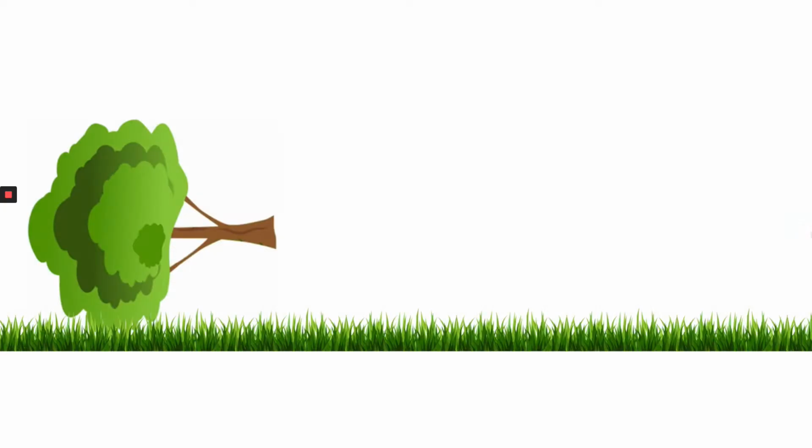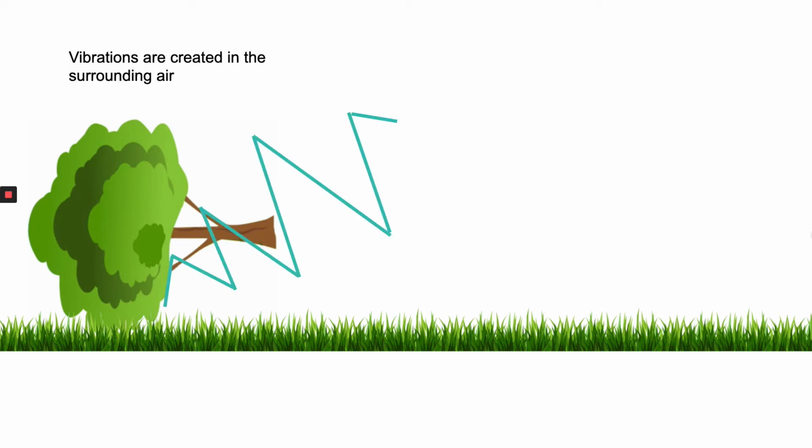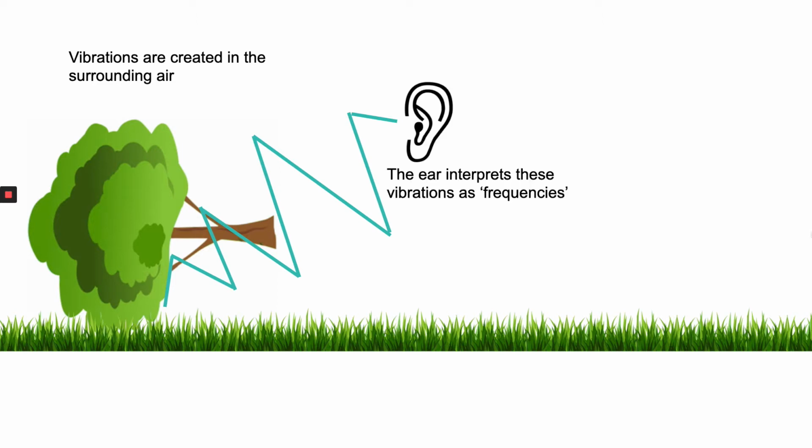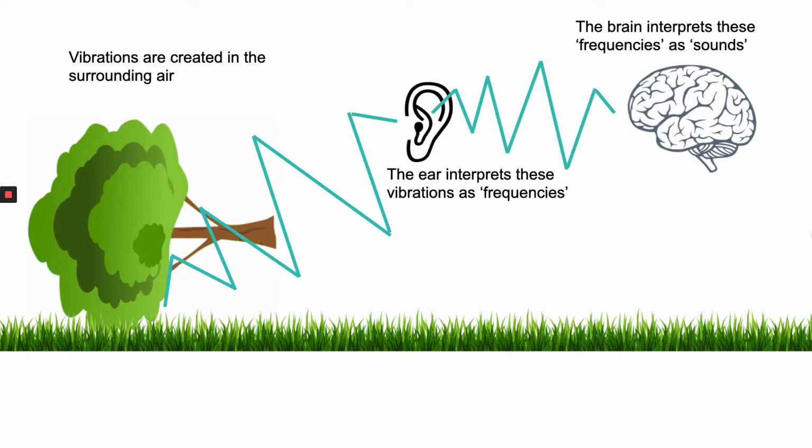We talked about if an object hits the ground, such as this tree, then air vibrations are created in the surrounding air. They travel to the ear, and the ear interprets these vibrations as frequencies. The frequencies go into the brain, and the brain interprets these as sounds. So in order to hear something, you need both a functioning ear and a functioning brain. And without those two things, there isn't in fact any sound at all. There's just vibrations in the air.